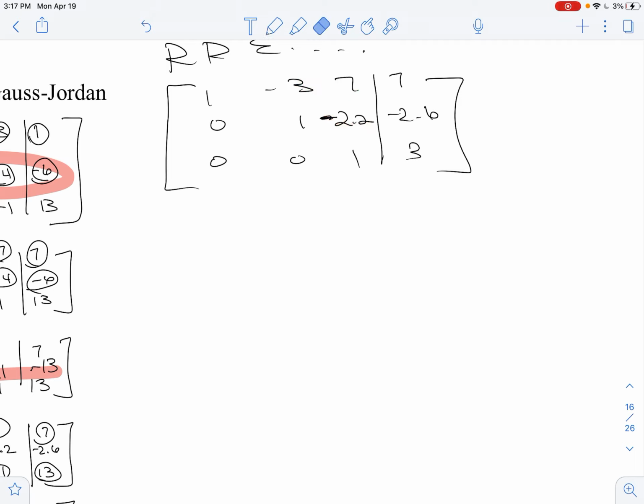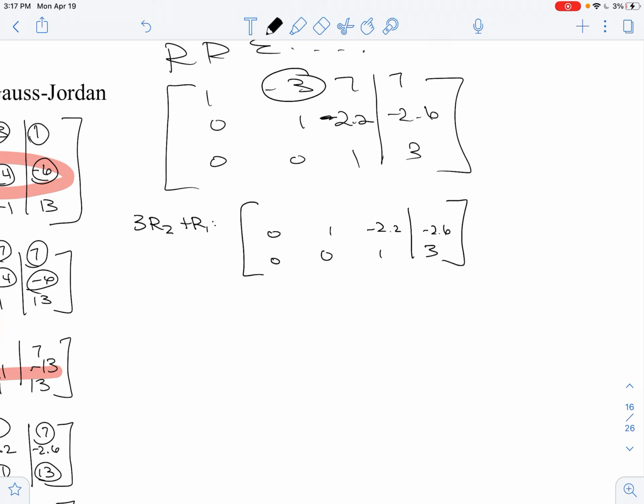In order to get these to be a 0, I'm going to work on this negative 3 first. And we're going to multiply row 2 by 3 and add it to row 1, which changes row 1 and keeps everything else the same. So there's row 2 and here's row 1, or row 3, excuse me, staying the same.